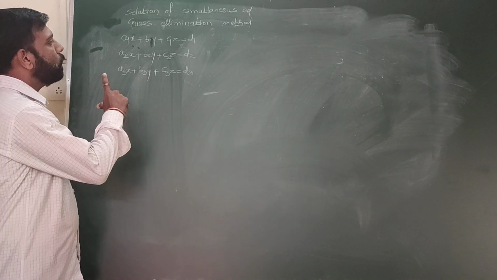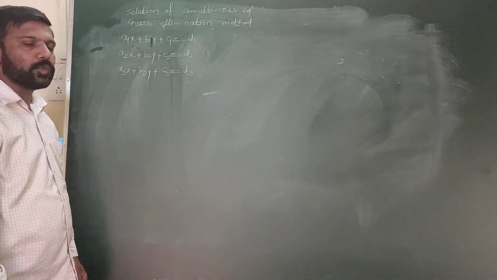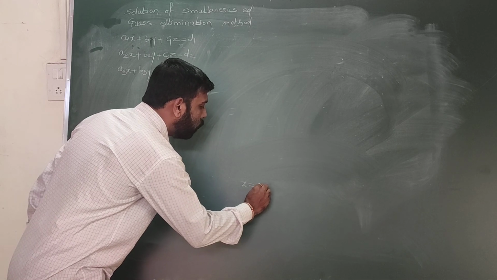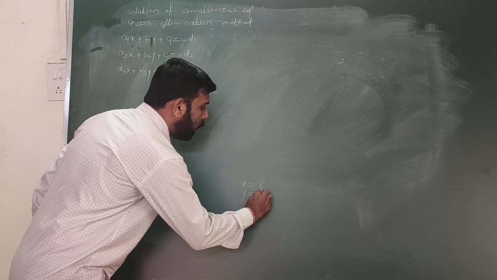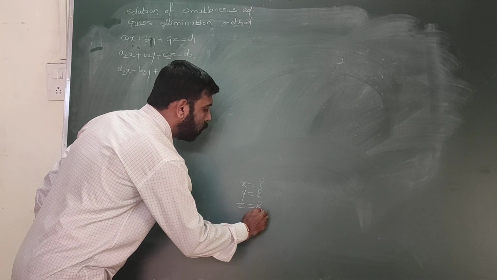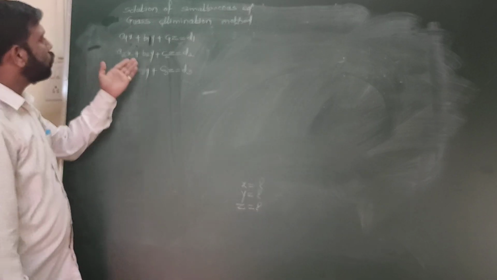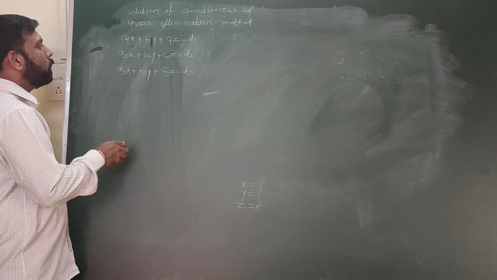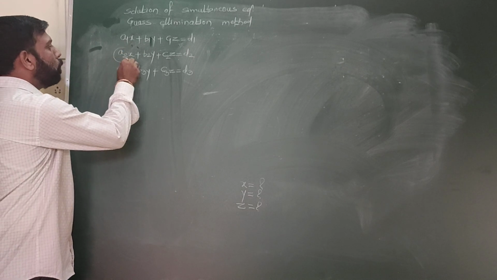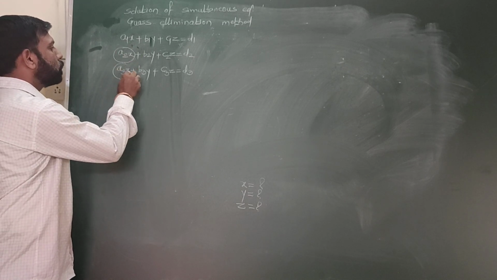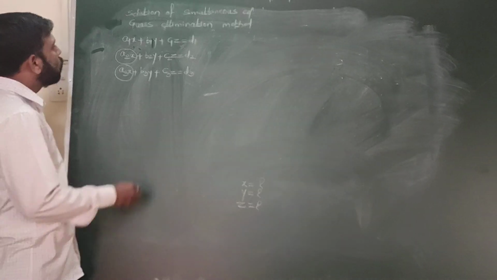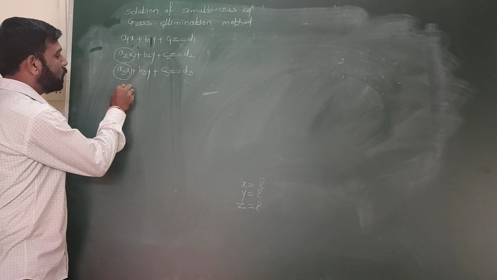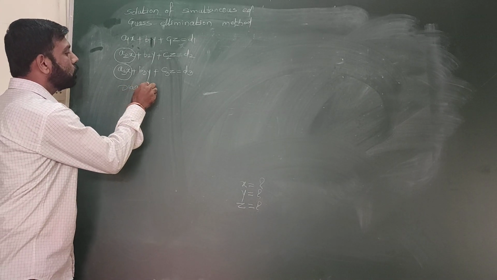In this method we have to find out the values of x, y, z. So our target is to find the value of x, value of y and value of z. These unknown values we are finding by using this method. What this method is: we have to make these elements 0 below the diagonal elements. This is our diagonal element, I will mention here the diagonal element.